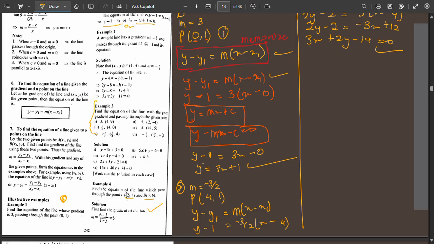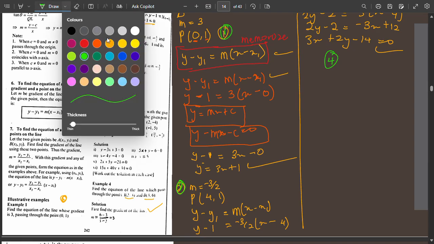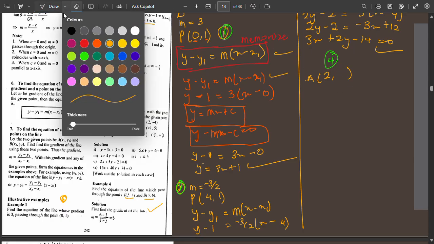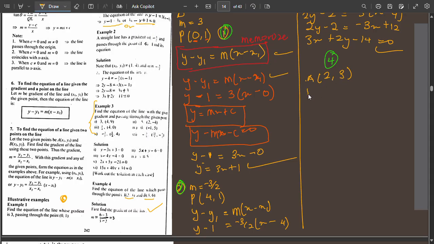So in example 4, we've been given the 2 points: A is (2, 3), and then B is (3, 6). So first we have to find the gradient.